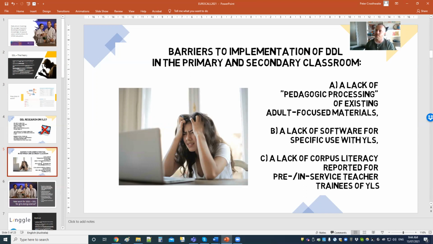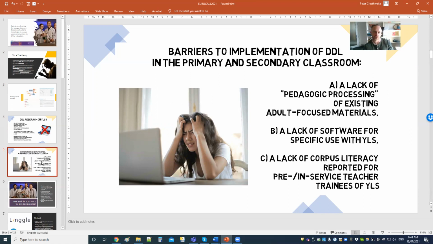Secondly, there is a lack of software available for specific use with younger learners. Pretty much all of the software that is out there, with some very few exceptions, mostly in the Japanese context, has not been user-friendly enough that a child could navigate it without much difficulty.